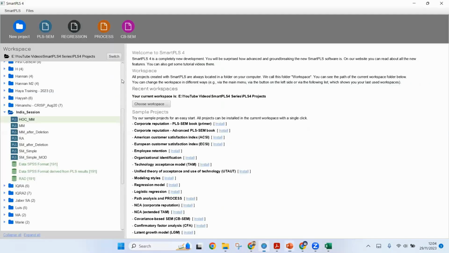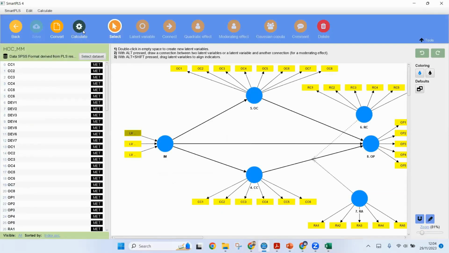So where is R square in your model? Let's say this is my model. And let's say if I run it here.